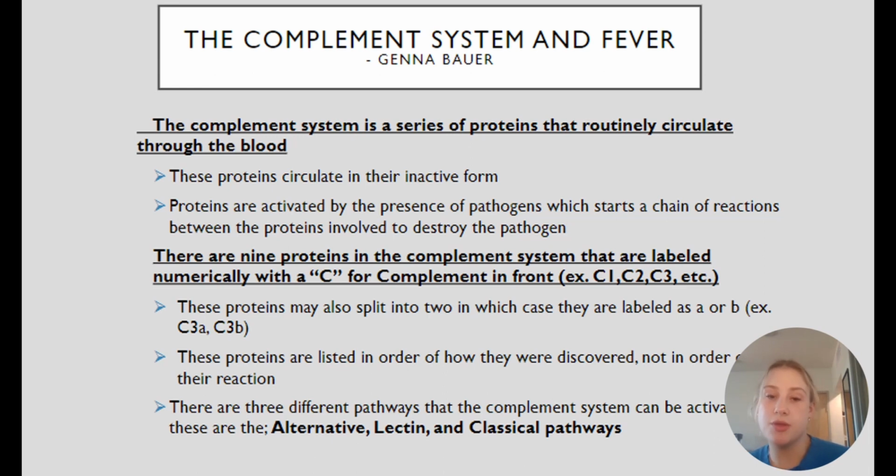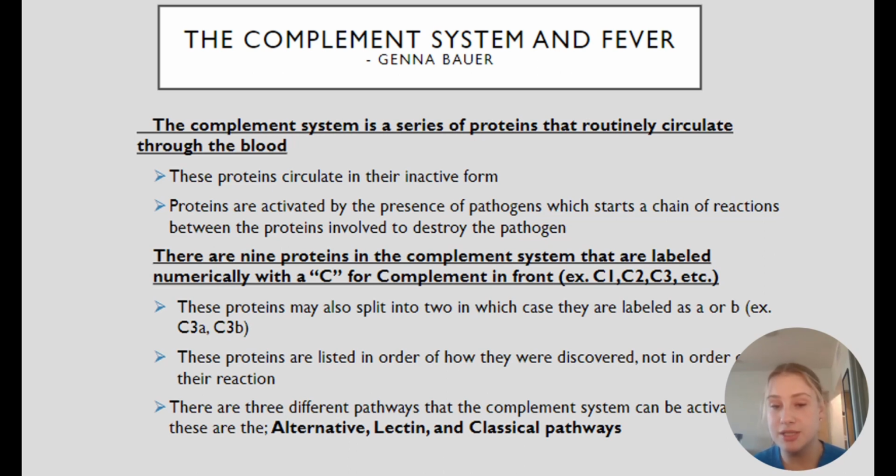I'm going to be talking about the complement system and fever. The complement system is a series of proteins that routinely circulate through the blood. These proteins circulate in their inactive form, and then they will be activated once they sense the presence of a pathogen, which will start a chain of reactions between the proteins involved in order to destroy that pathogen.